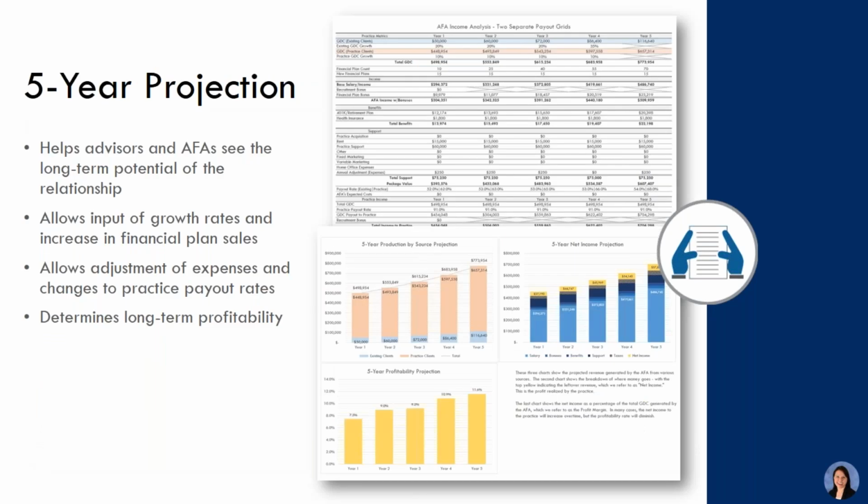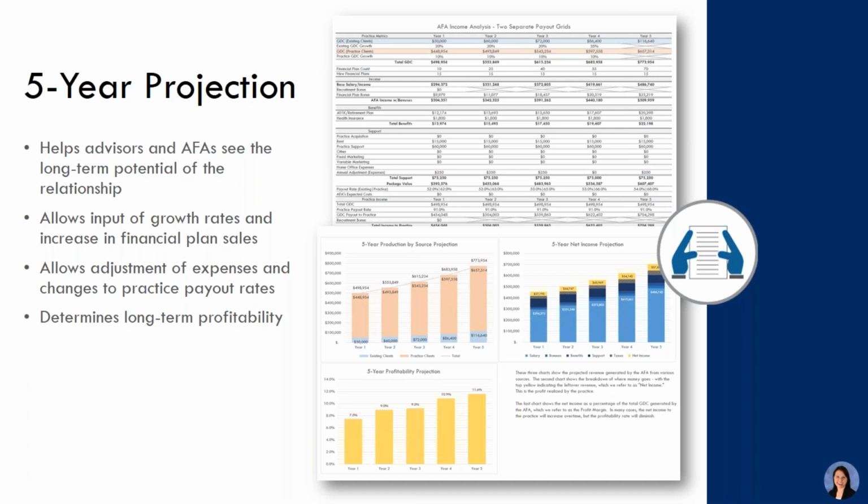I would say the most important part of the financial modeling that we do is really the 5-year projection, because we know that the first year is often very uncertain, and a lot of times advisors are taking a big risk when they're bringing on an AFA, particularly in cases where they're guaranteeing a salary. Maybe you're recruiting someone and you have to match the salary that they're currently making to recruit them in. And so if we just ran these models based on the first year numbers, a lot of times you don't see the whole picture. So this 5-year projection allows us to assume growth.